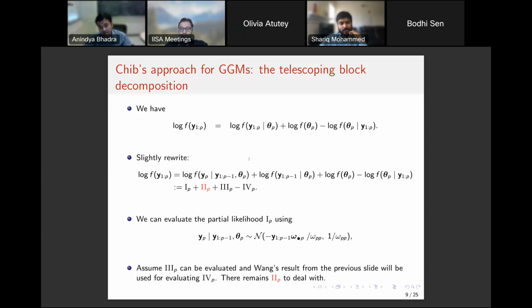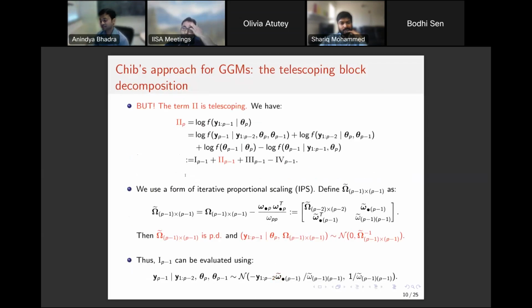We had one integrated likelihood here, y1 through p given theta p. Now we ended up with another, y1 through p minus 1 given theta p. So even if I can evaluate the first term, 1p, I still have to deal with 2p, right? So is there a benefit? Here is the main innovation of our approach.